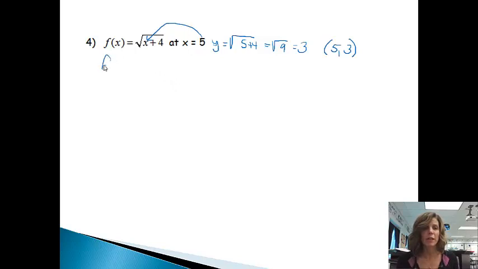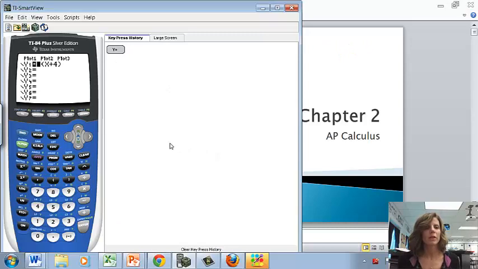The next thing that we want to do is calculate the derivative at 5, and we're going to let our calculator do the work for us. So please, at this time, get your calculator out while I get mine out. You'll notice that I've typed in the equation y equals the square root of the quantity x plus 4. And what I'd like to do again is find the derivative at the point x equals 5.